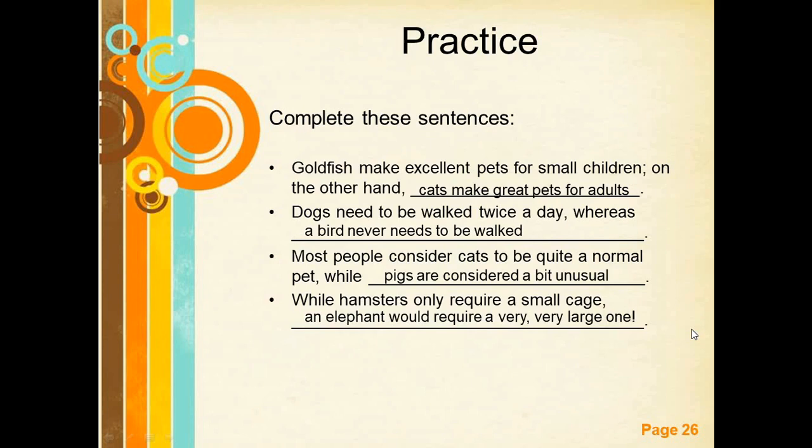Dogs need to be walked twice a day, whereas a bird never needs to be walked. Most people consider cats to be quite a normal pet, while pigs are considered a bit unusual. While hamsters only require a small cage, an elephant would require a very, very large one.